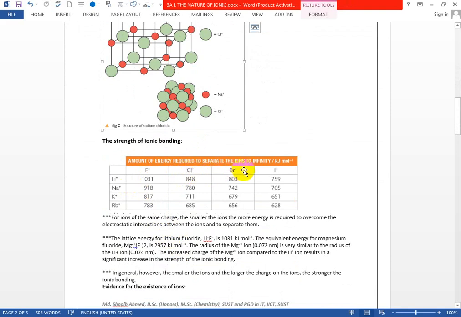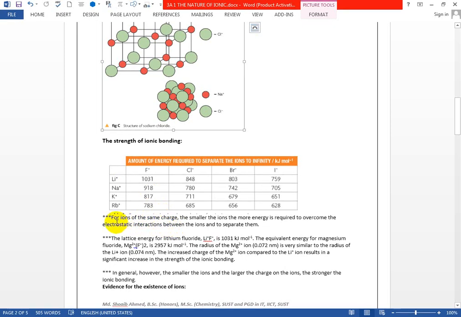What is the energy required to separate the ions? Lithium and fluoride, 1031. Now sodium and fluoride, 918. Potassium and fluoride, 817. Rubidium and fluoride, 783. So we have understood that smaller cation charge ions have high charge density. For these reasons, more energy is required.